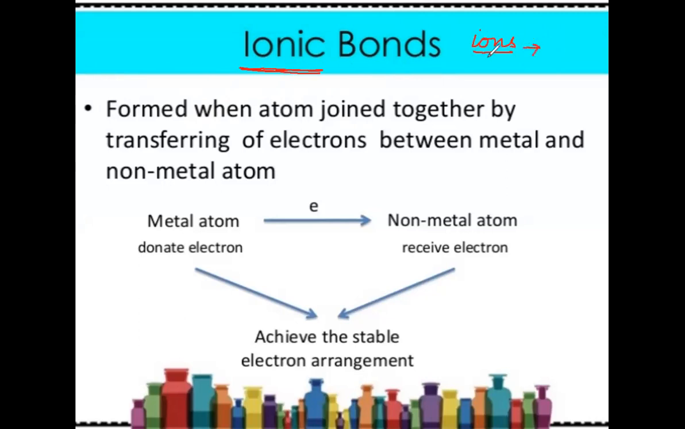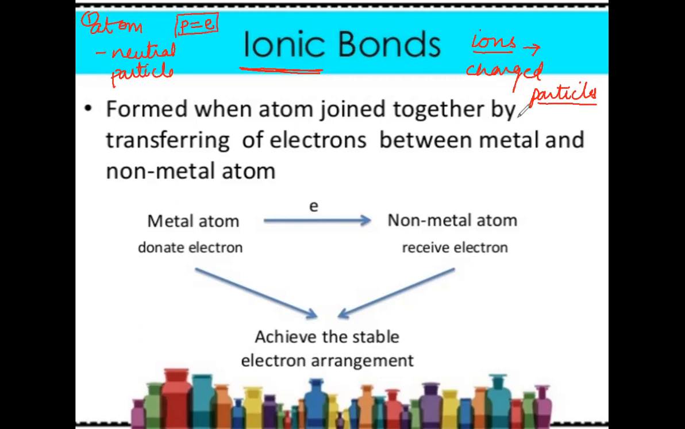If I need to define ions, I'll say that ions are charged particles. What do I mean by charged particles? We already know that atoms are neutral particles. Why are atoms known as neutral particles? Because in an atom, the number of protons is the same as the number of electrons, so they don't have any charge on them.